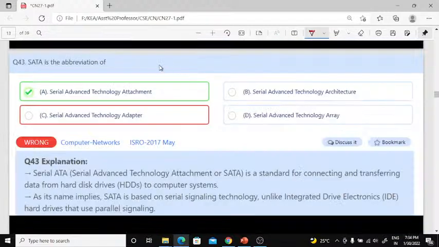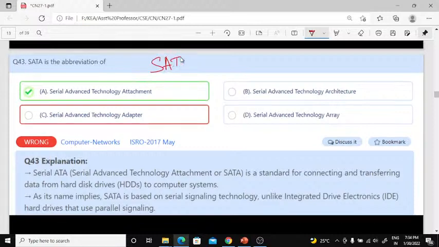So SATA is the abbreviation of Serial Advanced Technology Attachment. It is a standard for connecting and transferring data from a hard disk drive to the computer system. Serial Advanced Technology Attachment.